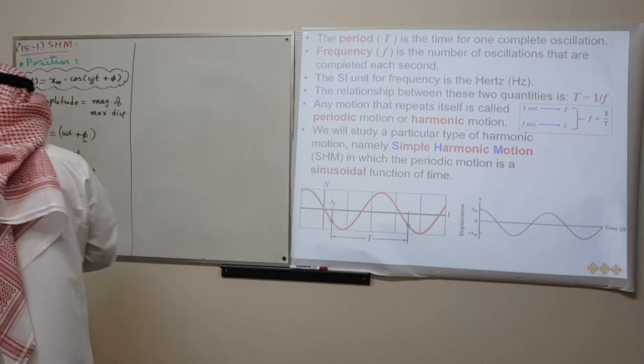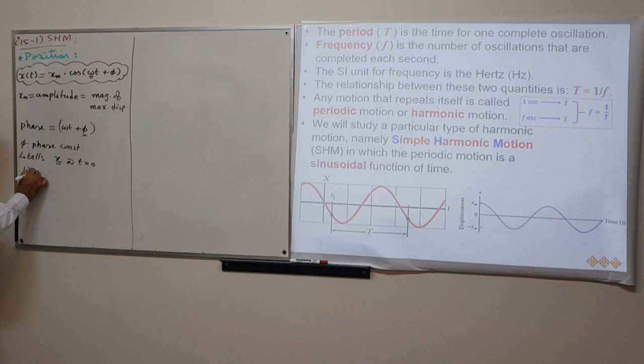So omega is called the angular frequency. And to find its value, let's put phi equal to zero for simplicity. So what do we have? The equation for x becomes x of t is equal to xm cosine of omega t.